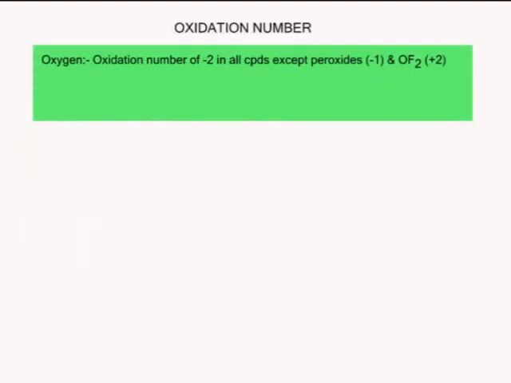Rule number 4 involves oxygen. Oxygen has an oxidation number of negative 2 in all compounds except in peroxides, where it is negative 1, and in oxygen difluoride, where it is positive 2. For example, in sodium hydroxide, the oxidation number of oxygen is negative 2. Zinc oxide, the same, negative 2. In sodium peroxide, it is negative 1, and sodium is positive 1. In oxygen difluoride, oxygen has an oxidation number of positive 2, while the fluoride has an oxidation number of negative 1.